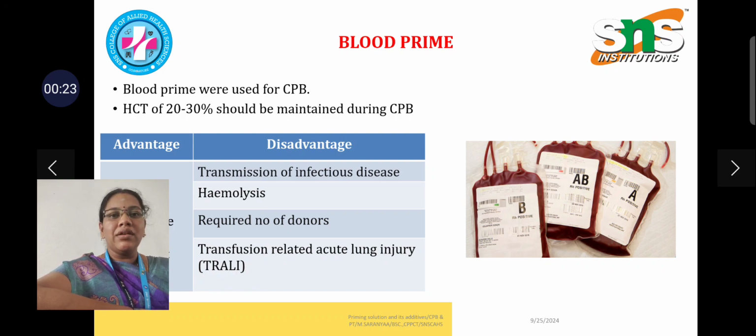So the blood prime was used for CPB, and a HCT of 20 to 30% should be maintained during bypass. So what is the advantage of using blood primes? It maintains the buffer and the pH level. But there are various disadvantages of using a blood prime directly on the patient every time. So there is transmission of infectious disease, hemodialysis, the required number of donors, and transfusion related acute lung injury.